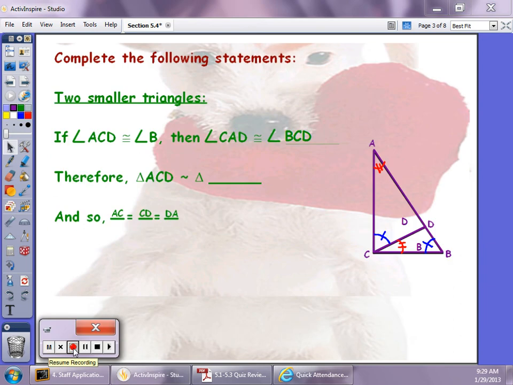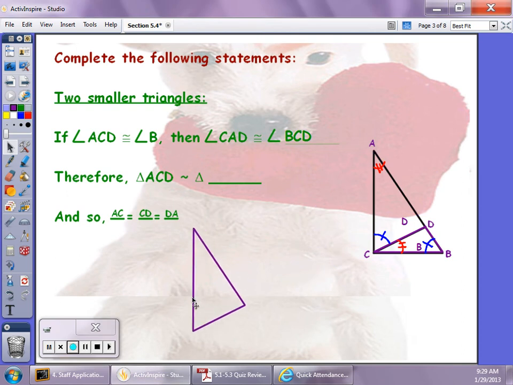Let's take a look at an example using the angle-angle similarity postulate. We are going to compare the 2 smaller triangles. So if angle ACD is congruent to angle B, then angle CAD is congruent to angle BCD. Therefore, triangle ACD is similar to what other triangle? The first thing we want to do is redraw and relabel our triangles.